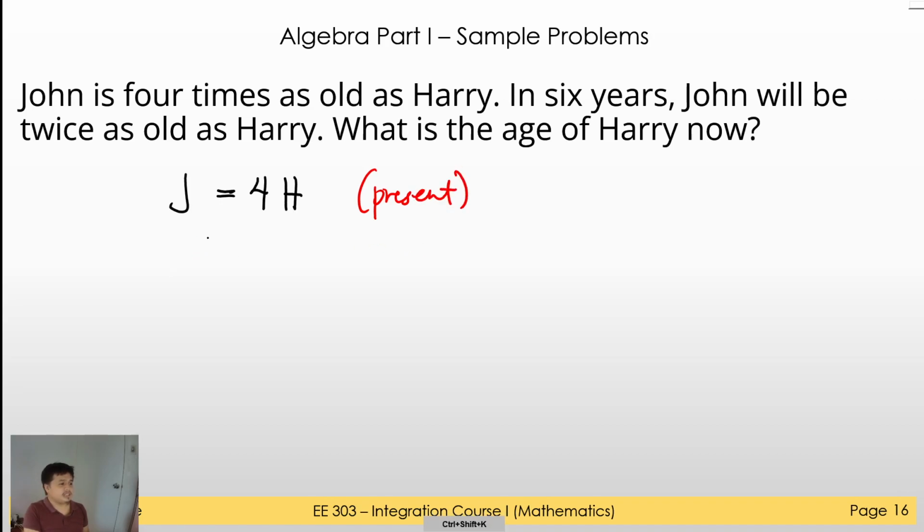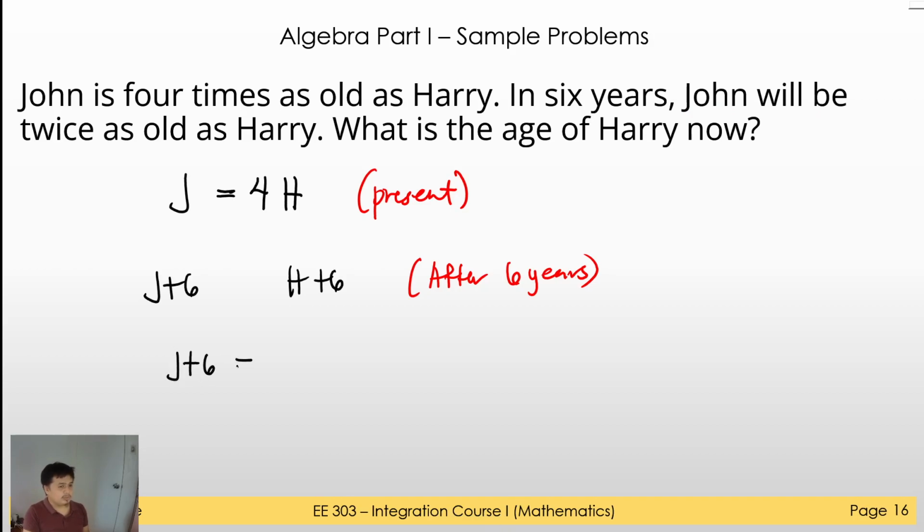So after 6 years, what will be the age of John? John will increase by 6, so J plus 6. And also Harry, it will be H plus 6 after 6 years. So therefore, there will be a new relationship now: John will be twice as old as Harry after 6 years, so John's age after 6 years is twice Harry's age 6 years from now.